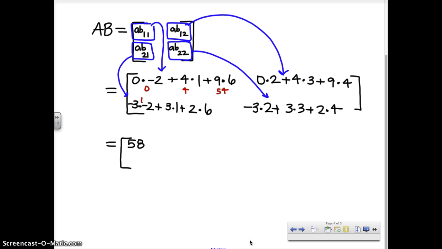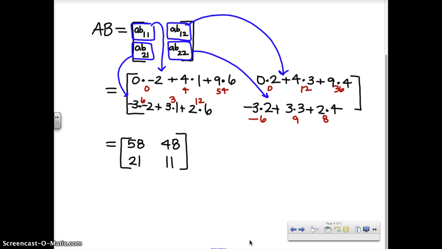So we're going to add those. Okay? -3 times -2 is 6, plus 3 plus 12, that's 21. 0, 12, 36. That's 48. -6, 9, 8. That's 11. Your product here is this matrix. Okay? So after all of that, we were able to simplify it down to a 2 by 2 matrix.